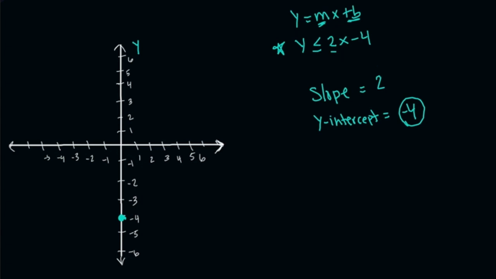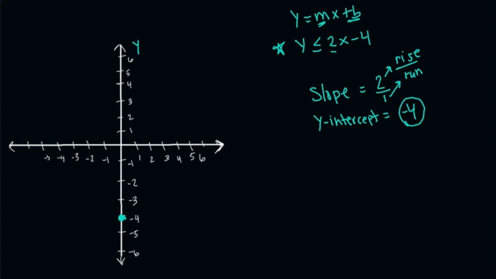Then we're going to take a look at our slope. Now our slope is 2, and a lot of times we think of slope as rise over run, or the change in y over the change in x. Okay, so we need a number in the denominator. So how can we change this 2 into a fraction? We can put it over 1. So our rise would be +2 and our run would be 1.